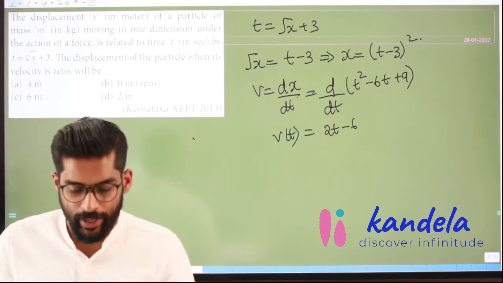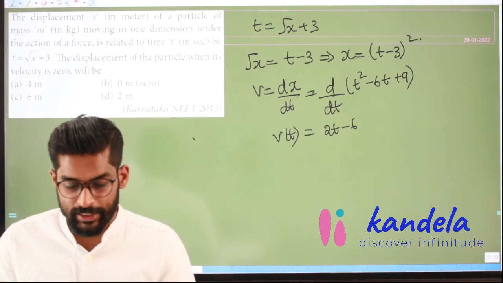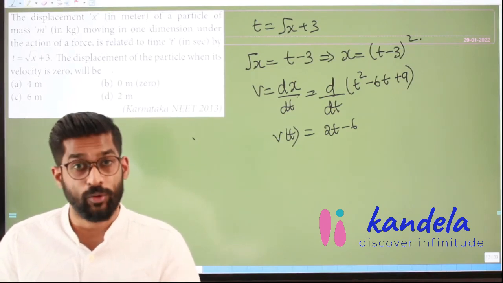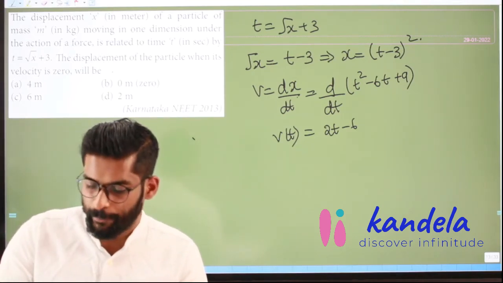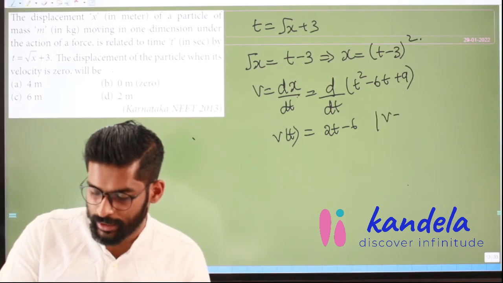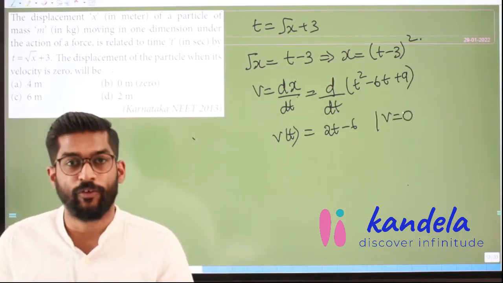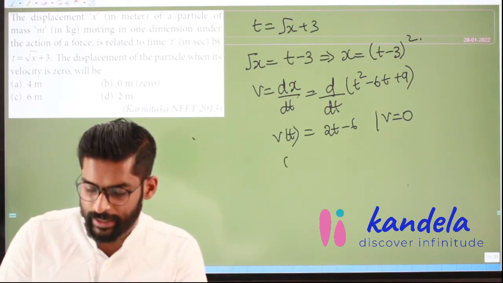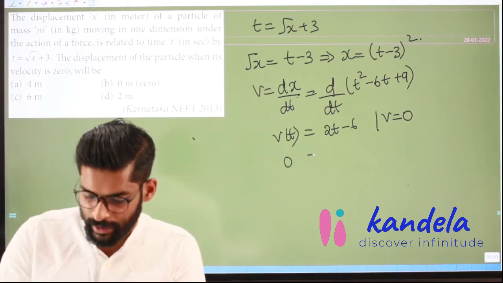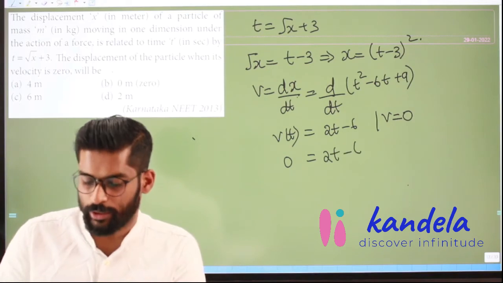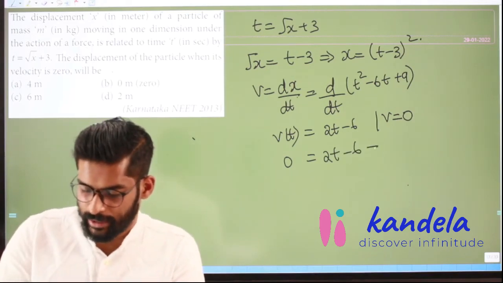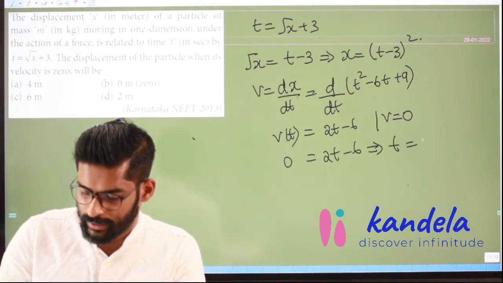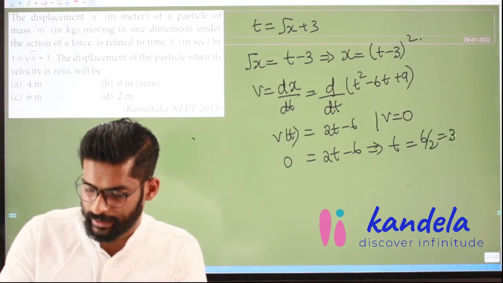Now what we need to find out? We need to find the displacement of the particle when its velocity is 0. So we put velocity equal 0. Okay, and we need to find at what time the velocity is 0. So setting the left hand side of the equation to 0, I will get 0 equal to 2t minus 6. This implies t equal to 6 by 2, which is 3 seconds.